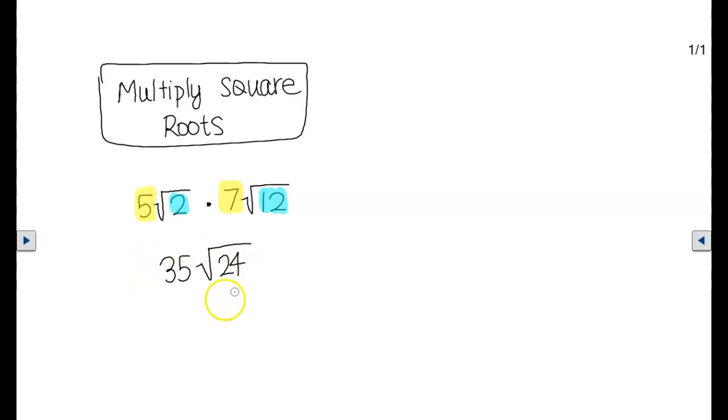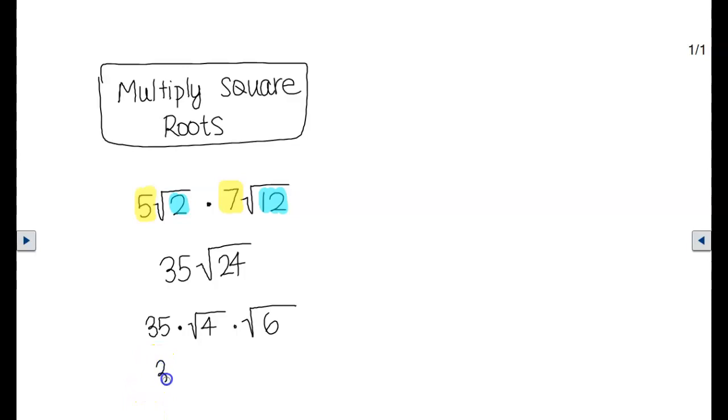And now that we have this answer, we want to simplify that answer. So to simplify our answer, we take the square root of 24. And we find two numbers that will multiply to give us 24. And one of those numbers needs to be the biggest perfect square that will go into 24. The biggest perfect square that will go into 24 is 4. So we're going to make that the square root of 4 times the square root of 6.